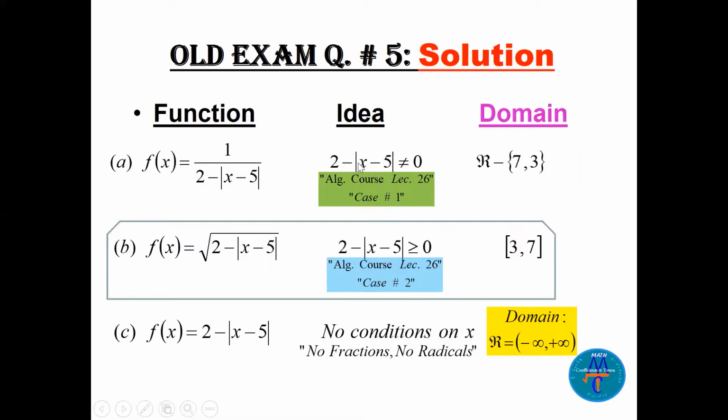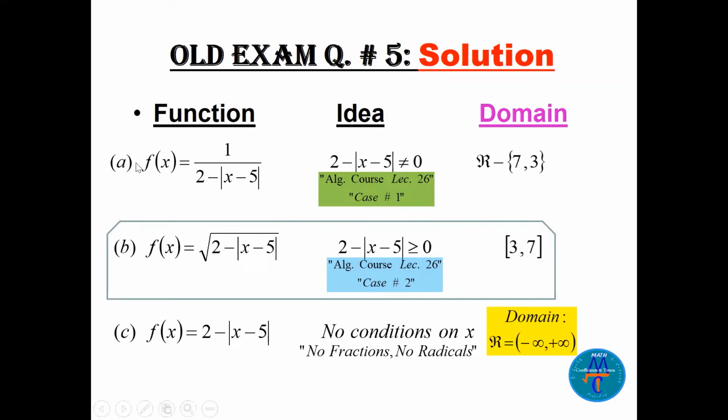So case 1, the absolute value equation, take 2 on the other side, and then it becomes positive with the absolute value. So it will be x minus 5 is equal to plus or minus 2. All right. So all real numbers except 7 and 3.